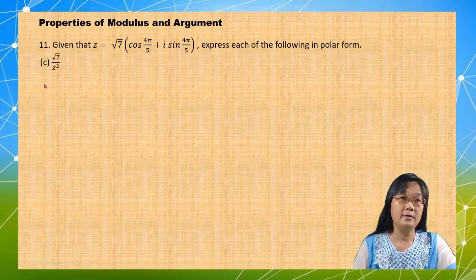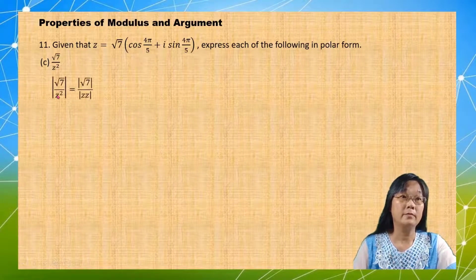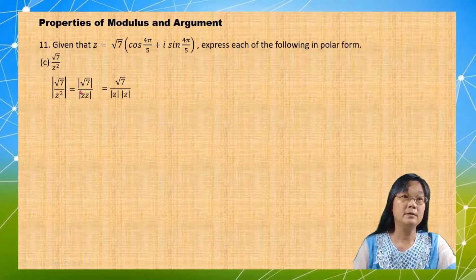Next, we want to find the polar form of this complex number. So we start from the modulus. Based on the properties of modulus, we know that the modulus of square root of 7 over z squared is equal to the modulus of square root of 7 divided by the modulus of z squared. Z squared means z times z. So the modulus of z times z is equal to modulus z times modulus z.